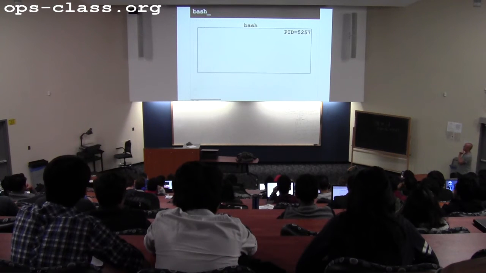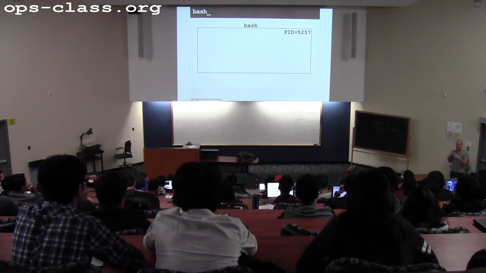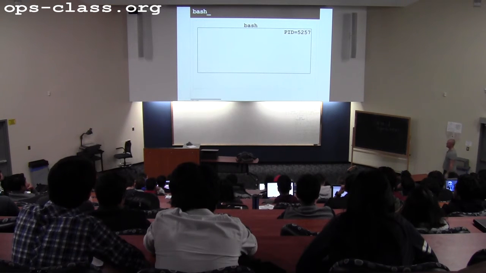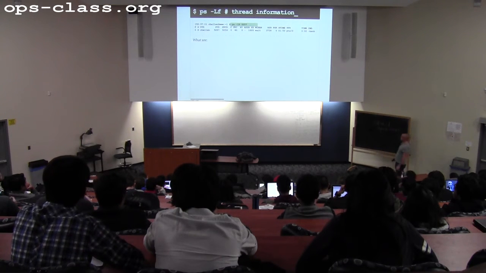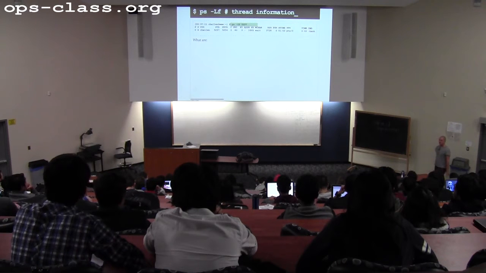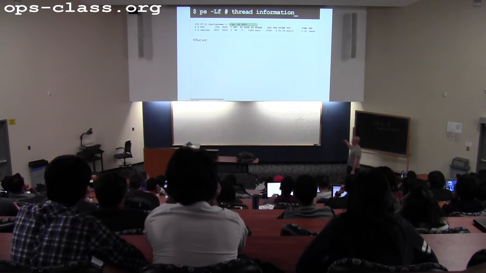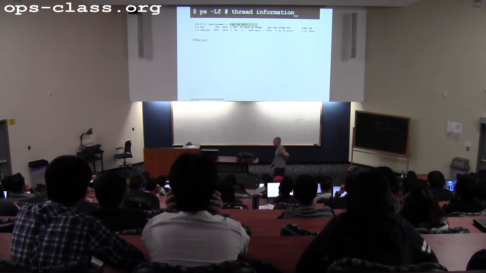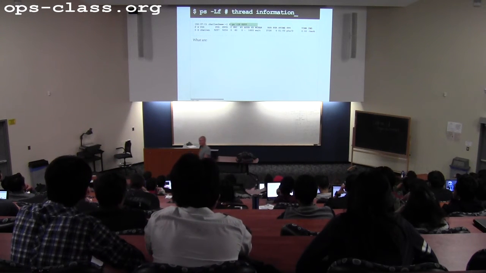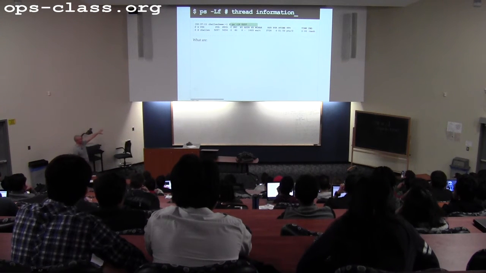OK, so now let's fill in a view of bash as a process. So bash has a process ID. Now let's get into some even more fun use of ps. So now what I'm doing is I'm telling ps, what is 5257? It's the process ID of bash that I just found a minute ago.